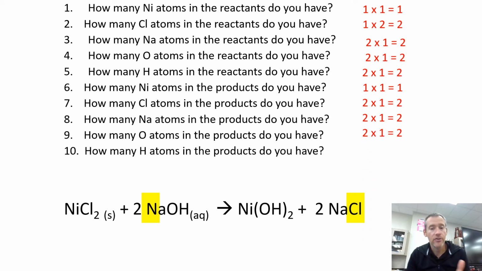Now this gets tricky. There are parentheses with OH, so it means there are 2 groups of OH. So there are 2 atoms of oxygen there, and there are 2 atoms of hydrogen there. It's like the distributive property in math. They're all balanced, so we know the reaction is complete.